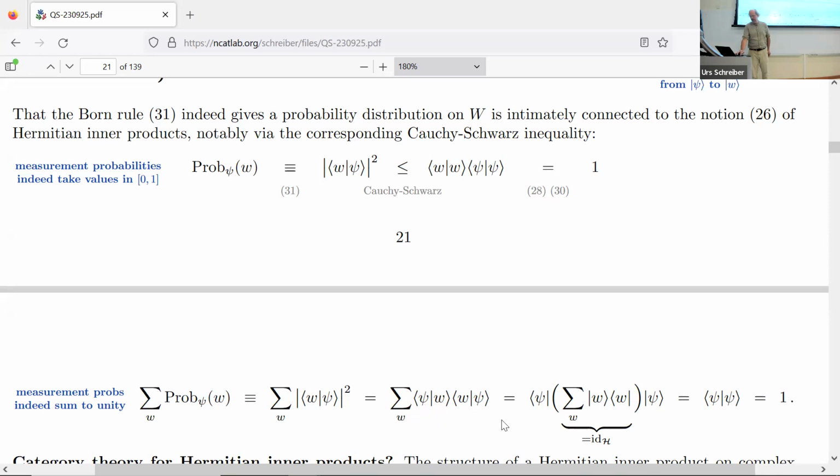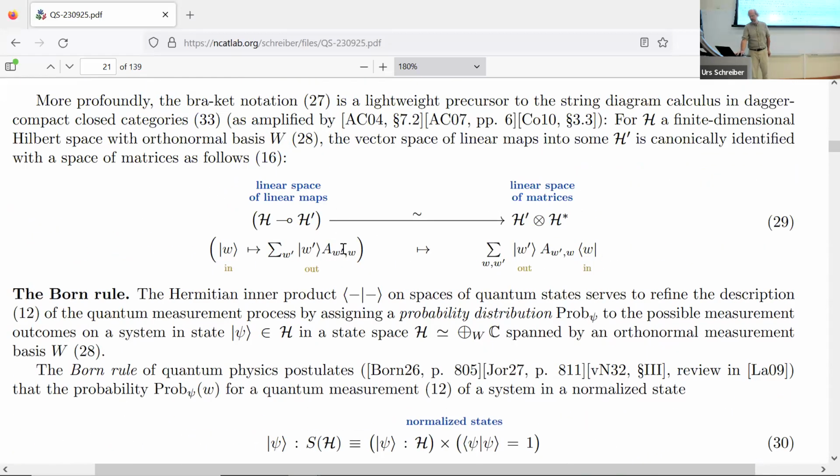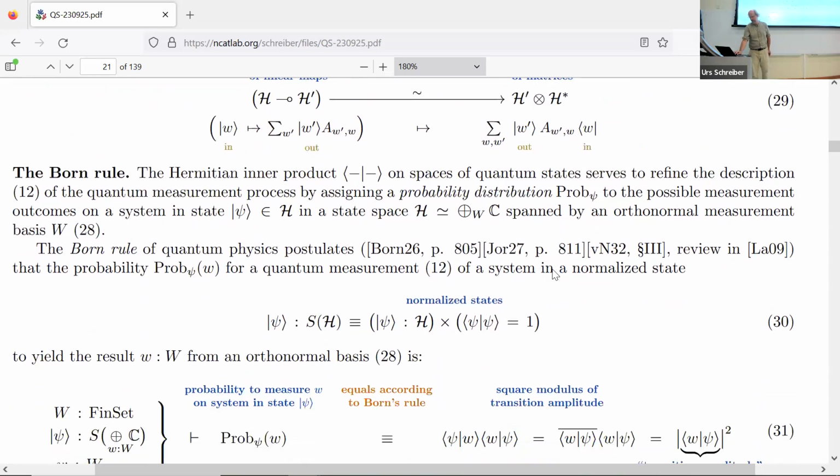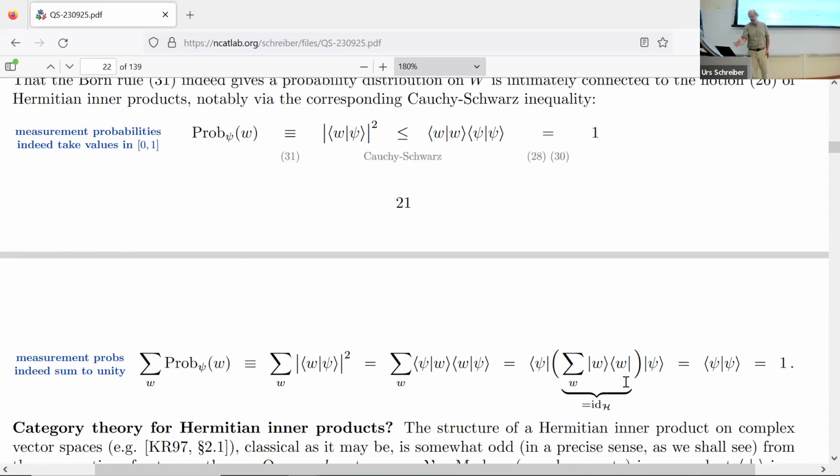So we can take the sum inside there, but this thing is now the matrix which, when it eats a W, spits out a W. So under this identification that we had here, this is the matrix that corresponds to the identity map. So we see that we're just inserting an identity, so we can remove this term, and we get the norm of psi, which by assumption that we are on the unit sphere is 1. And so we have a probability distribution.